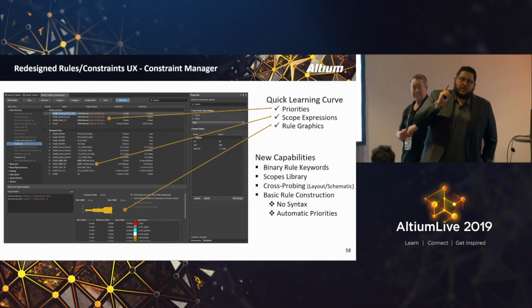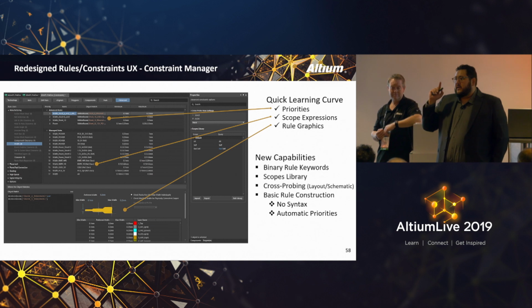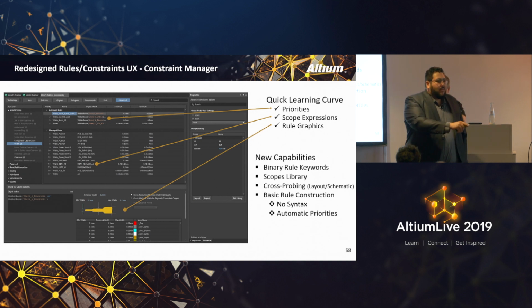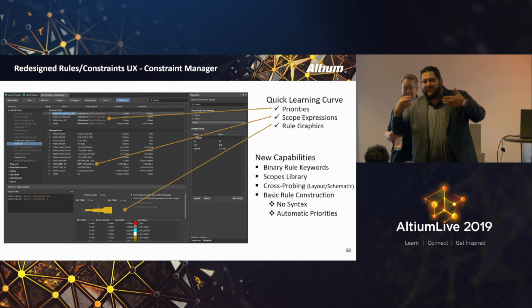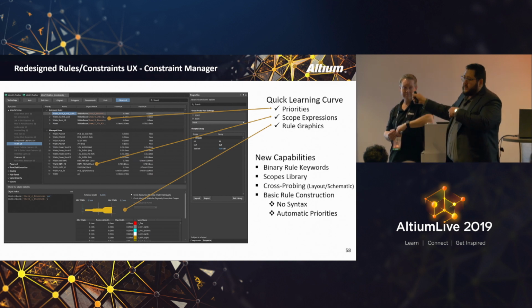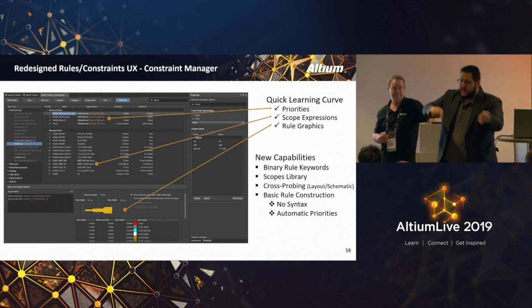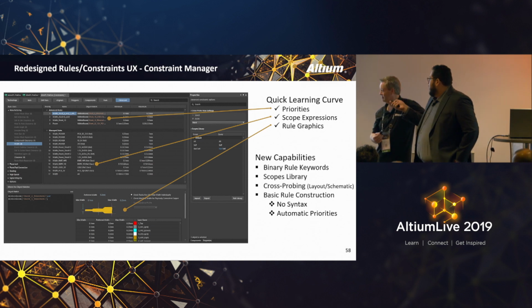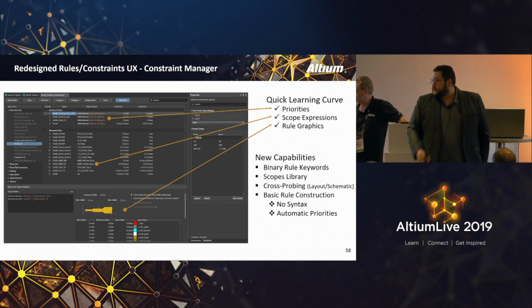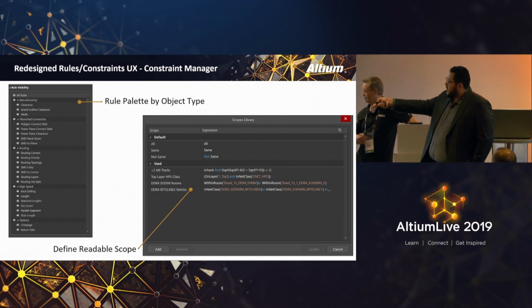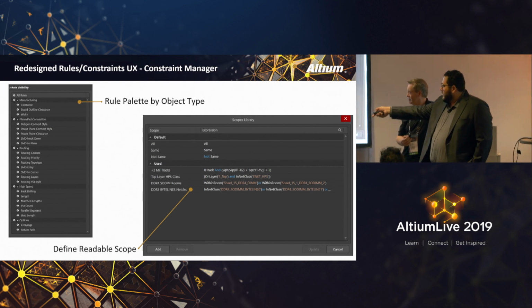Cross-probing. One of the most important things: as the number of domains increases, the need to navigate between the rules and where they are located increases. So we wanted to improve that. That's one of the main priorities, being able to navigate between the different areas on both the schematic and the PCB. With the basic rule construction, that eliminates the syntax and the problems with the prioritization. The organization on the object level of the rules is simplified here. You can see the rule visibility.